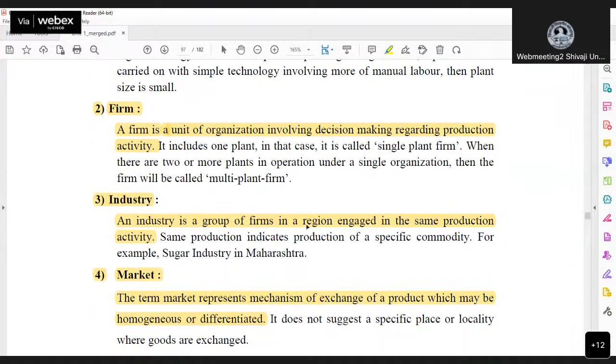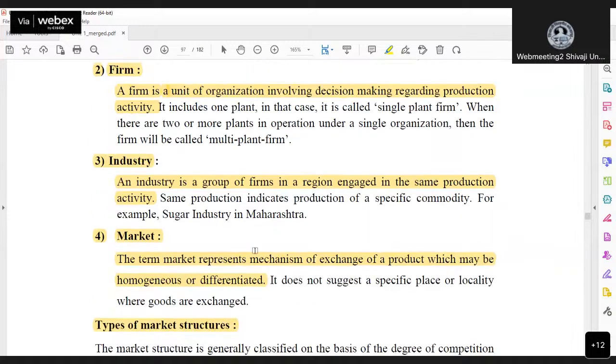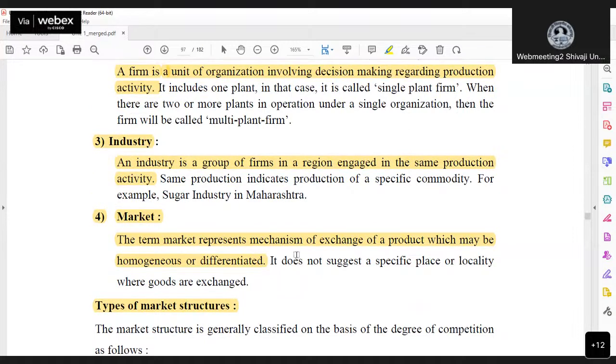Industry is a group of firms in a region engaged in the same production activity. What is meant by industry? A group of firms in a particular region or location having the same production activity. So, what is the difference between firm and industry? A firm is a single entity, and the combination of all the firms in a specific region becomes an industry for the same production activity. Then market. The term market represents the mechanism of exchange of products, which may be homogeneous or differentiated.